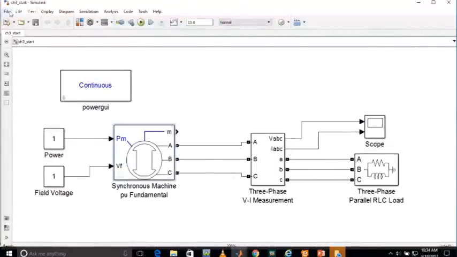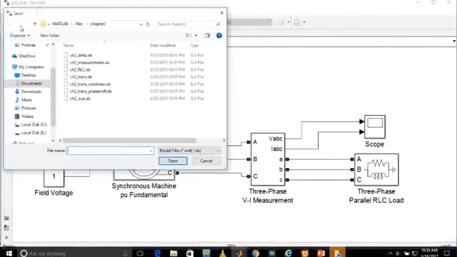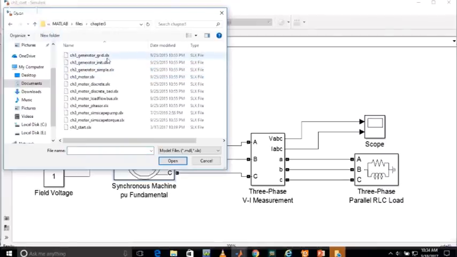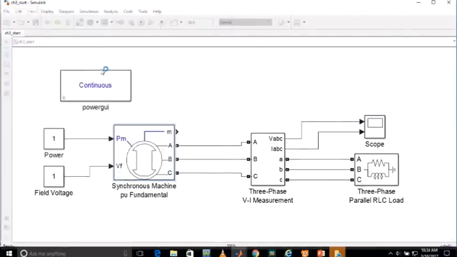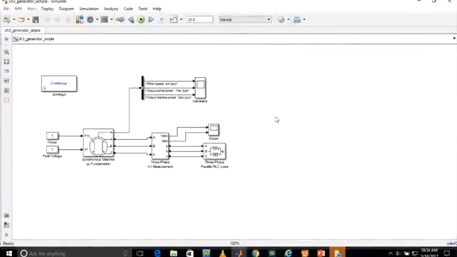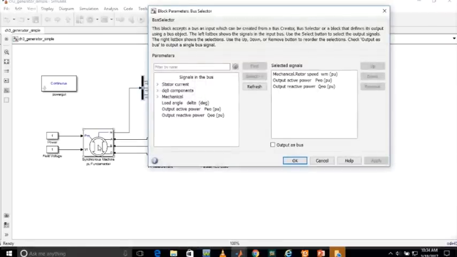So we make another model, like this one. This is the same system in which we have connected a bus selector. This measurement device, if you double click this bus selector, will show you the signals it is getting from our synchronous generator. It's getting stator current, it is getting DQ components. Like I've told you before, we have to convert our three-phase system into a two-phase system before we can simulate our machines. This is the model provided by MATLAB itself, and in this also they have developed a DQ model. It is also providing mechanical signals.